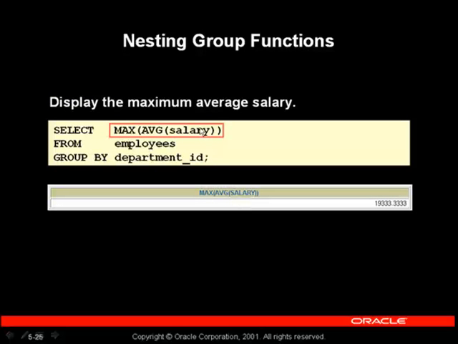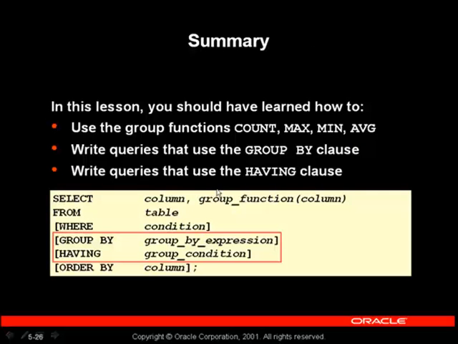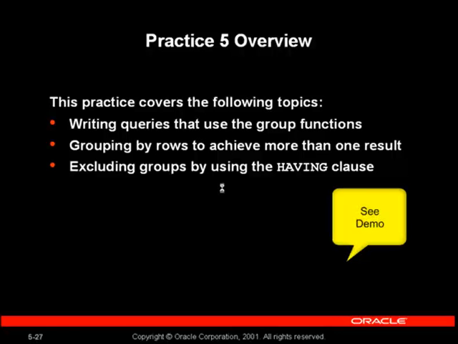You can also nest your group function. For instance, you can find the maximum of the average salary from your table. In summary, we've learned in this lesson how to use the group functions count, max, min, and average, how to write queries that use the group by clause, and how to write queries that use the having clause. In practice 5, you'll be able to demonstrate how to write queries that use the group functions. You'll be able to use group functions to achieve more than one result and exclude groups by using the having clause.